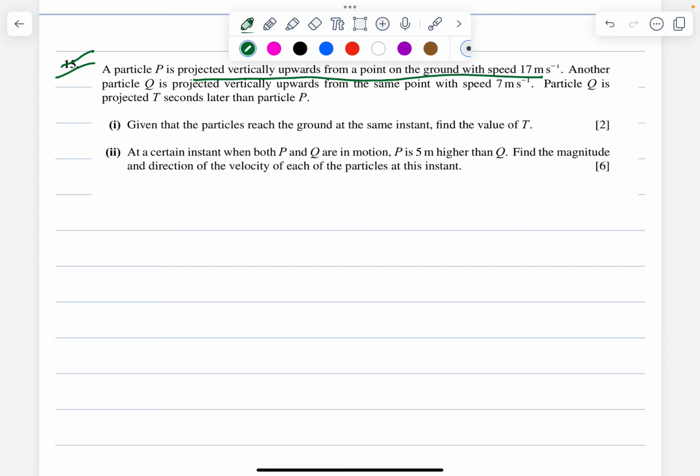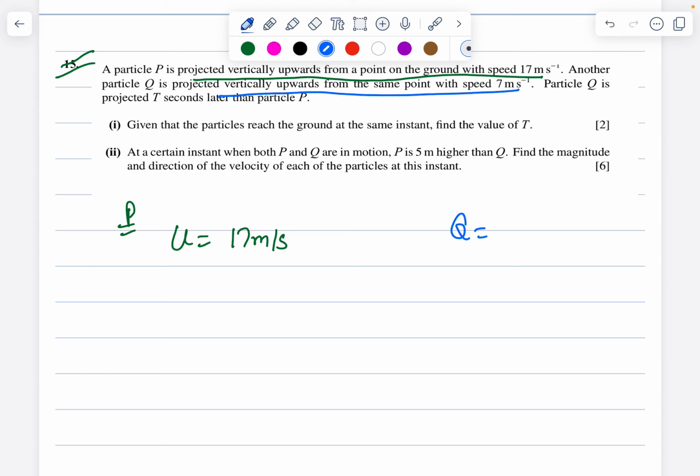P is projected vertically upwards with a speed of 17 meters per second. Q is projected vertically upwards with a speed of 7 meters per second, t seconds later, given that the particles reach the ground at the same instant.